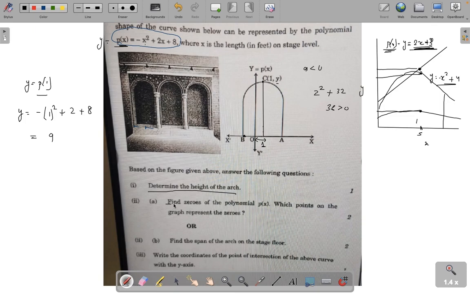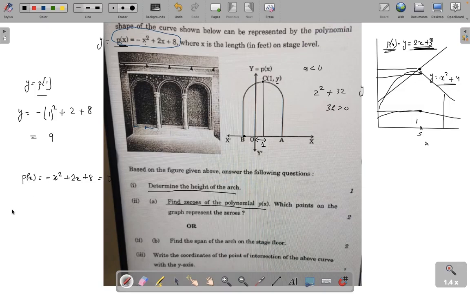Okay, so this has further 2 parts. First, you have to find the 0. To find the 0, you can just do p of x is equal to minus x square plus 2x plus 8, right? So this is equal to 0. Then you can do the usual factorization, right?